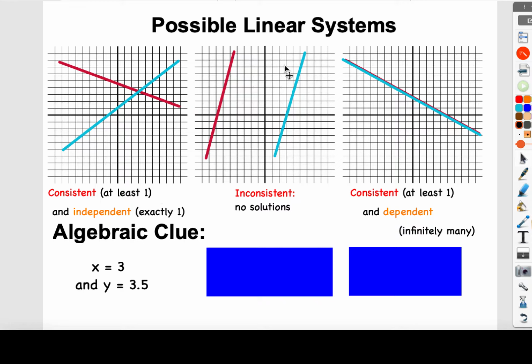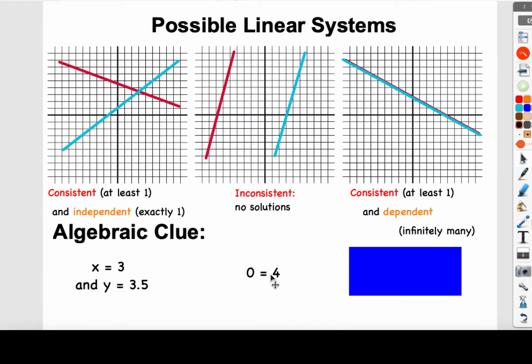We could also have two parallel lines, such as the two in the middle of the screen here. They're inconsistent because there are no solutions. And again, what will happen when we solve by elimination with those two is that we'll get something impossible, like 0 equals 4, right? 0 can't equal 4, therefore there weren't any answers.